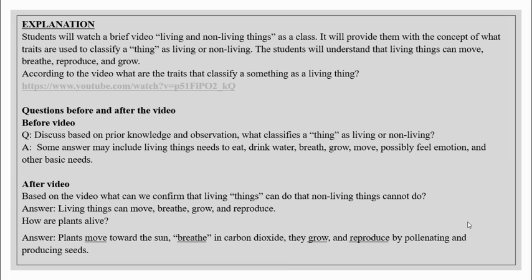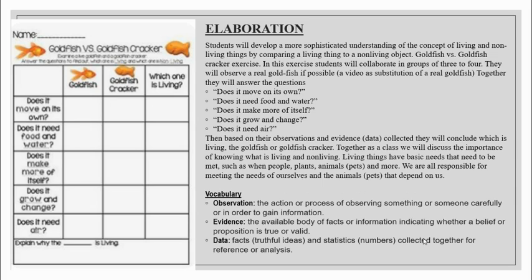Plants do grow and they do reproduce by pollinating and producing seeds. Just like people, plants also expire too. So eventually we all die. There's an end date to everybody, living things, that is. It is part of the life cycle. So we will move on.